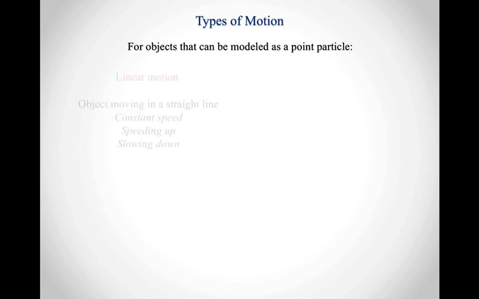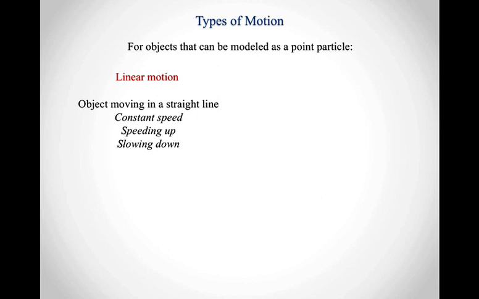But when we're thinking about point particles as they're moving around, again, there's some basic types of motion that we can think about. One of those is linear motion. Again, this is just what it sounds like. Your object is moving in a straight line. It might do that at a constant speed. It can speed up. It can slow down. It can slow down to the point where it turns around and starts moving in the opposite direction, right? But it stays on that single line.